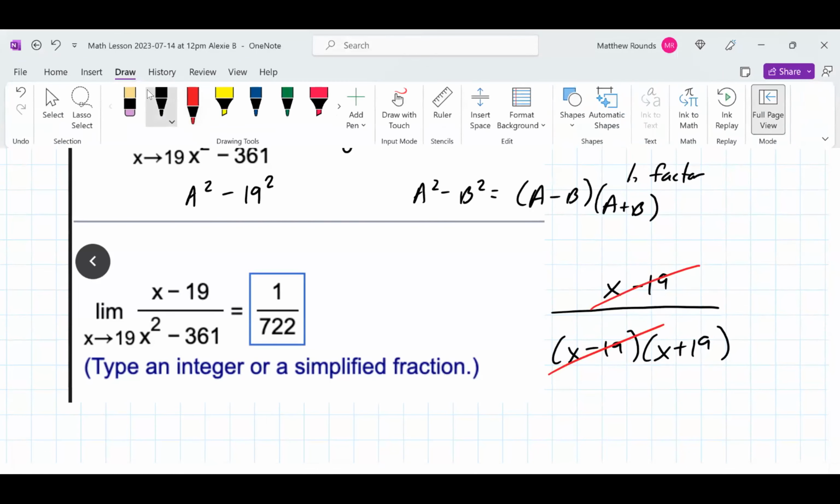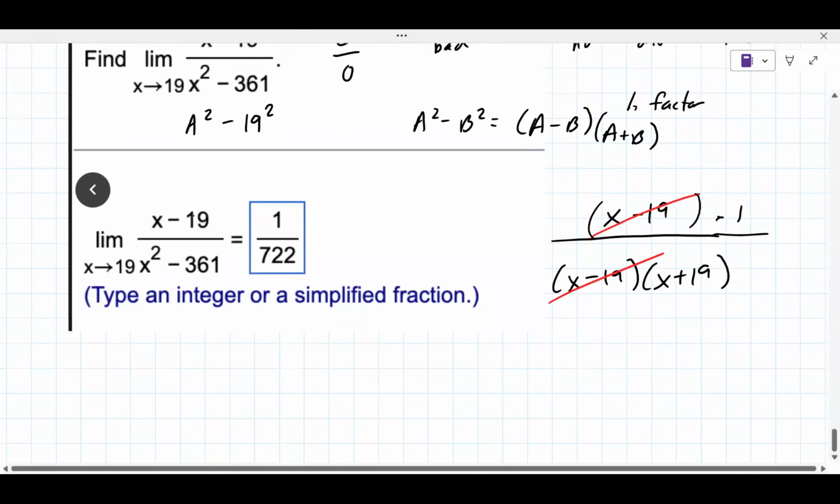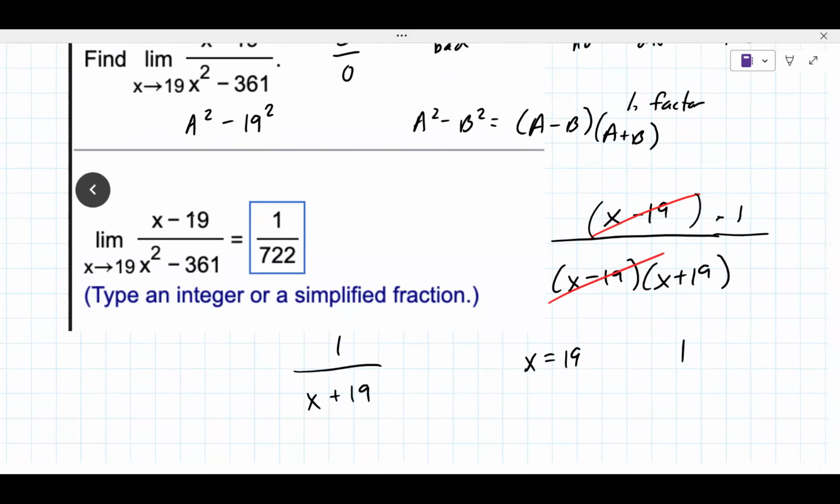Now, what is in the numerator? What has to be in the numerator? It's not 0, it's 1. Yeah, so this becomes 1 over x plus 19, and that 19 goes in for x. So it's 1 over 38.